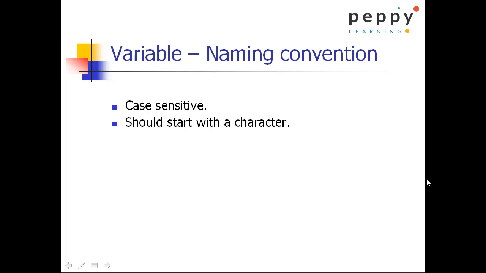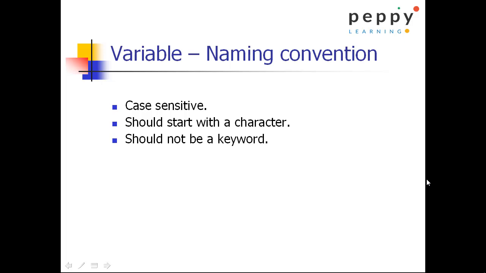A variable should start with a character. From the second character, you can have digits, characters, underscore and dollar symbol, but none of the other special symbols. It should not be a keyword. A keyword cannot be used as a variable. There is a special meaning for a keyword in Java.